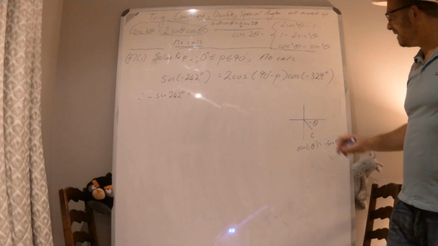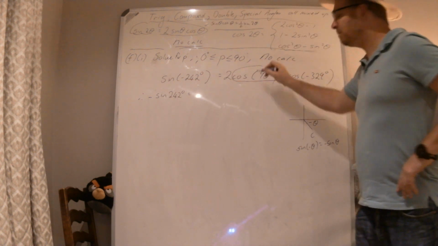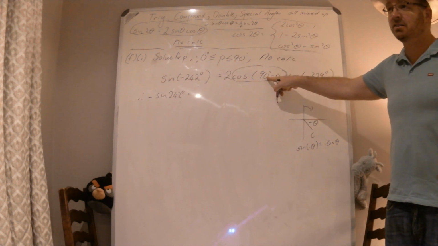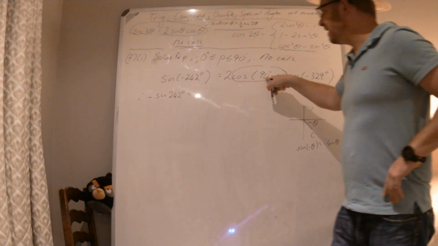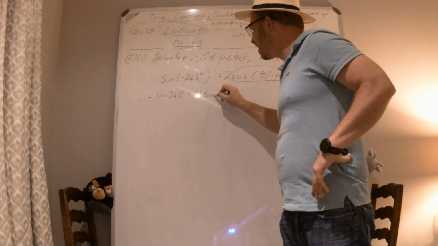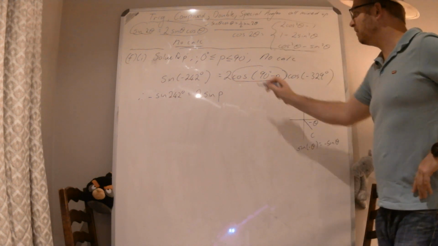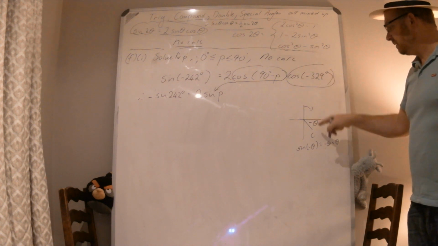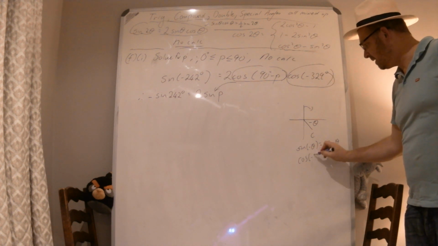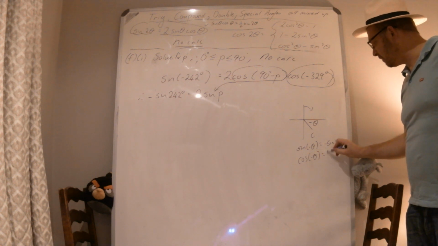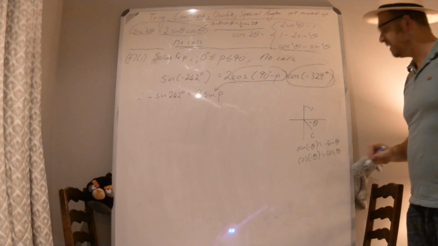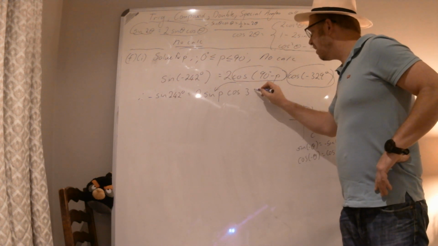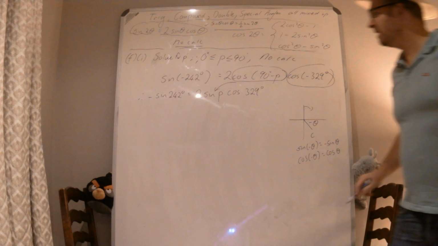Then cos of 90 minus p. 90 minus in quadrant 1, alarm bells, reduction formula. Cos changes to sine, so it'll be 2 sine p using the reduction formula. That's that bit over there. And cos of a negative angle, we can treat it as if it's in quadrant 4, even if it's not, so cos stays positive. So that becomes cos of 329 degrees.